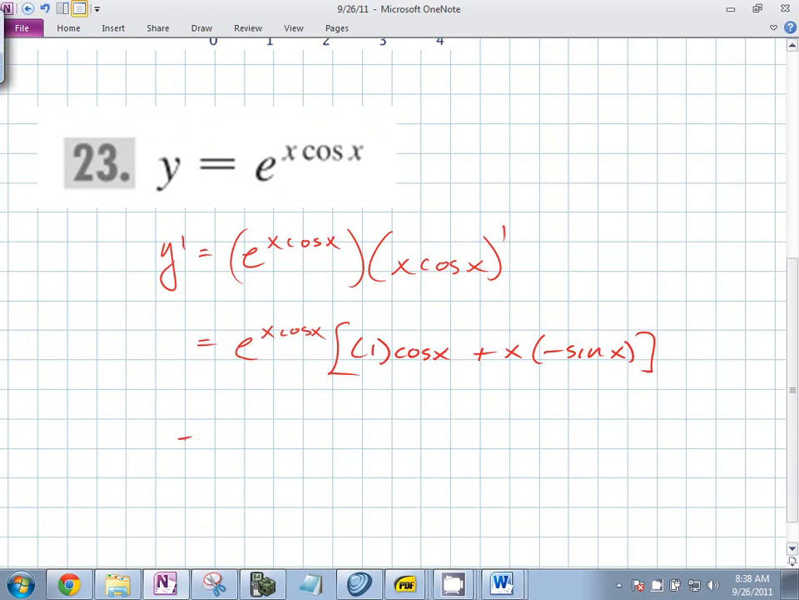So this equals e to the x, and it stays up there, e to the x cosine x times cosine x minus, oh, x sine x. Thank you. And that's it. You're done. That's it.